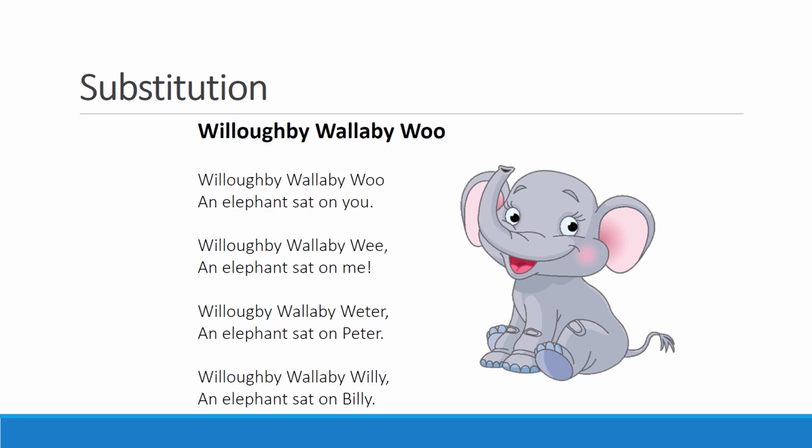Willaby wallaby woo, an elephant sat on you. Willaby wallaby wee, an elephant sat on me.